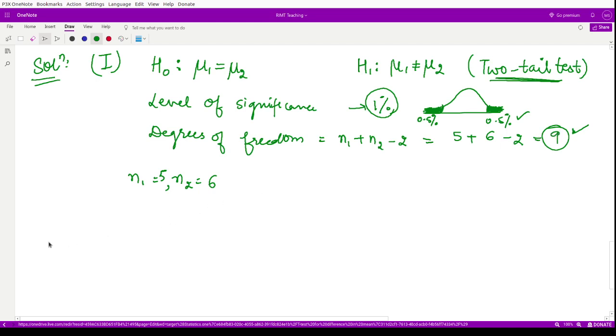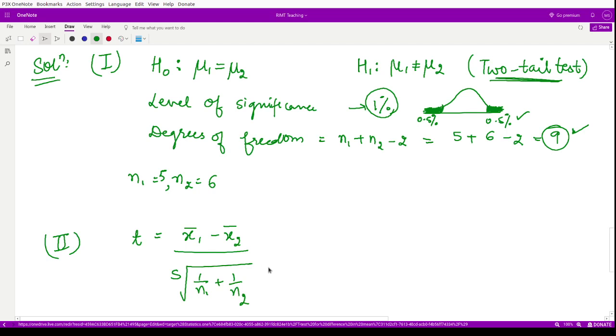So the next step is to compute your t statistic. The formula for computing the t statistic is given by x1 bar minus x2 bar divided by s times the square root of 1 by n1 plus 1 by n2. For that we require x1 bar, x2 bar and s. So first of all, let us compute all these quantities.